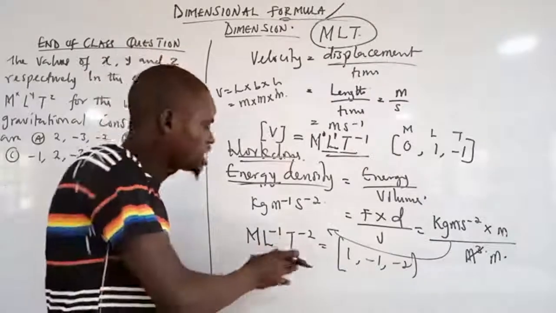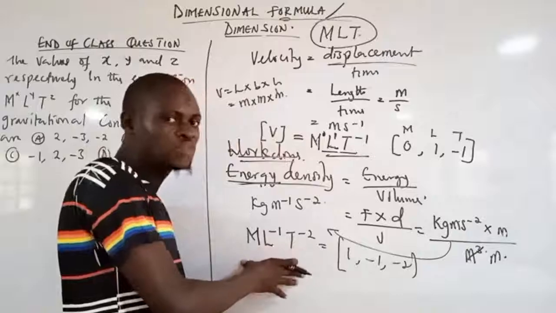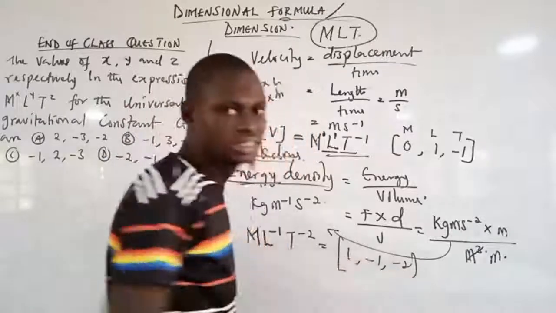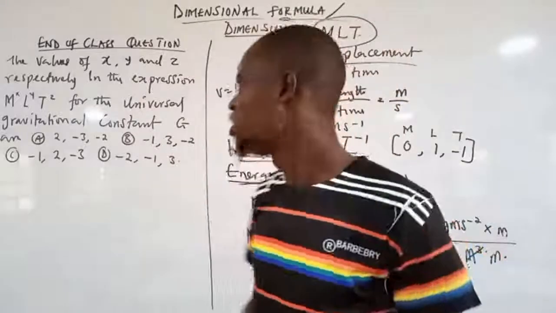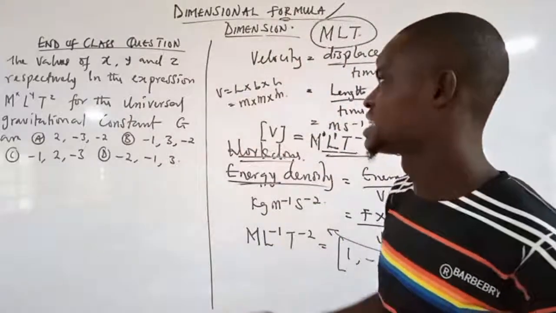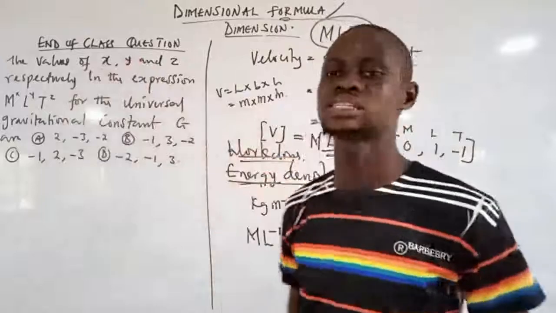Please take note. We have the dimensional formula. From the dimensional formula, we can get the dimension. That is how we solve it. Are we together? Now, let's take a look at this kind of question that is given to us.